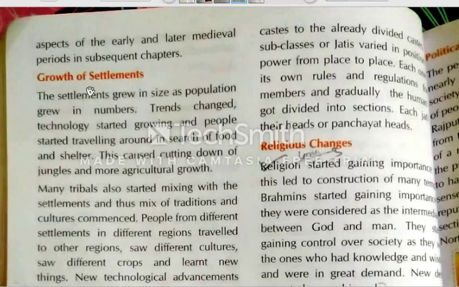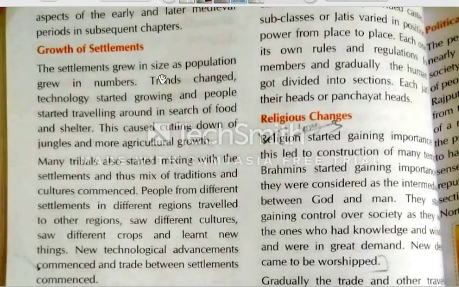Next, growth of settlements. What was the reason behind the growth of settlements? Let's see. The settlements grew in size as the population grew in numbers. When people started living in a proper place, it depended on population. Trends changed, technology started growing, and people started traveling around in search of food and shelter. As we know, people moved from one place to another in search of food and water.